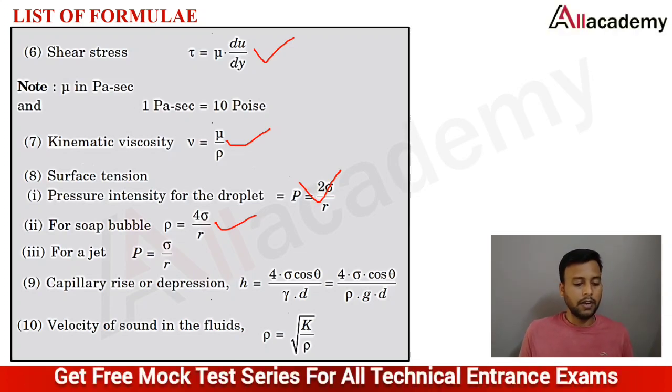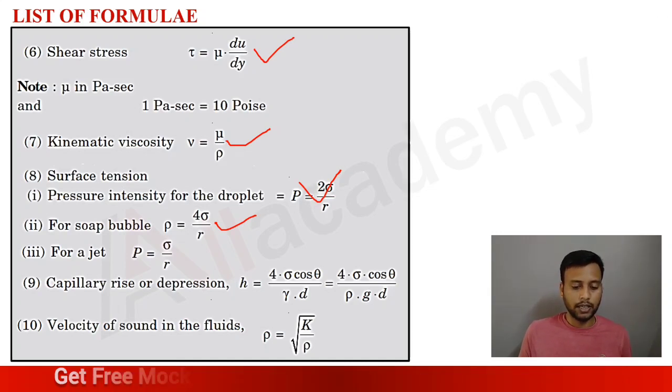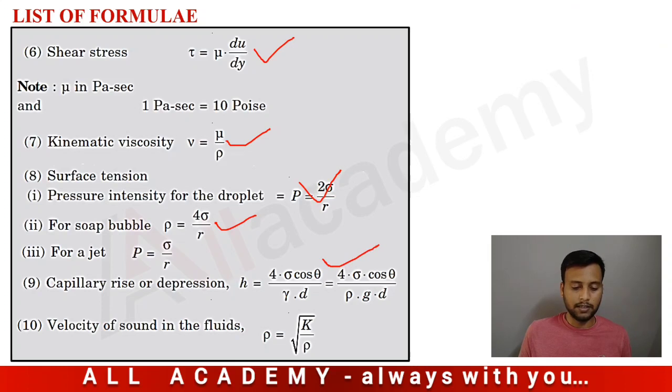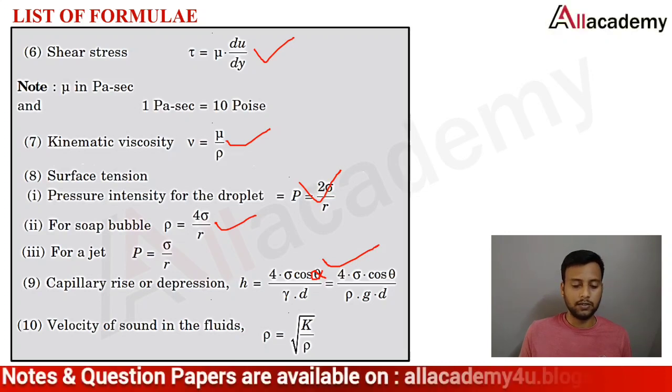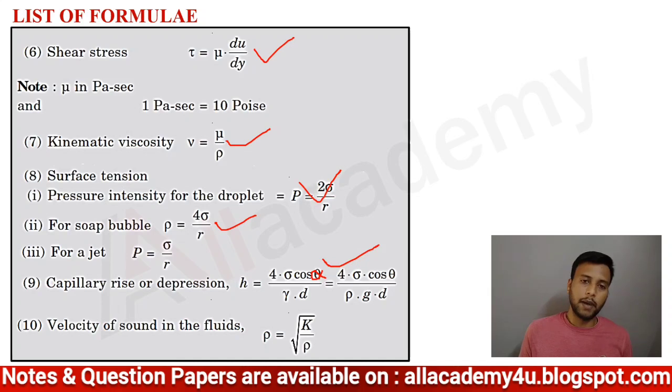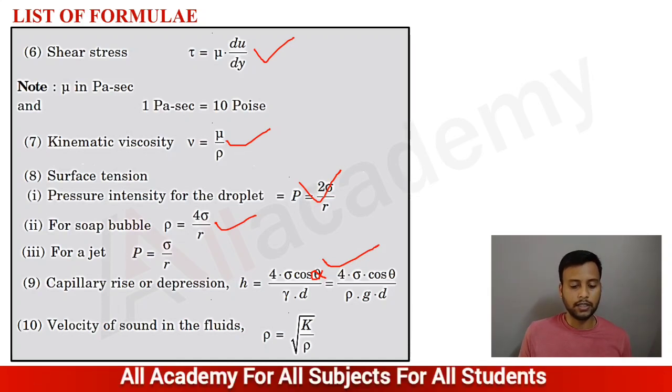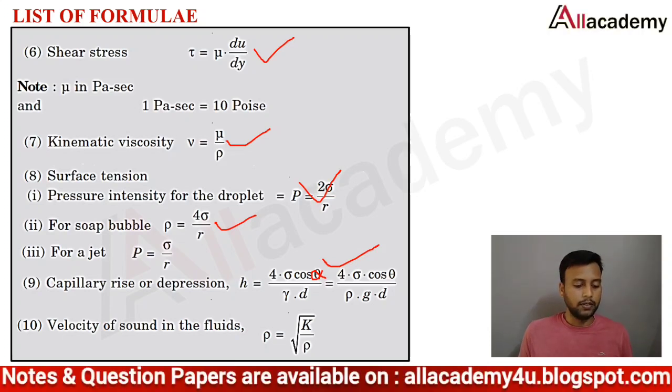Again, in today's session we discussed capillary rise and capillary fall. For that we have an equation, and as I said, in some textbooks they use alpha and in some textbooks they use theta. That is h equals 4 sigma cos theta divided by rho g d, where sigma is the surface tension, theta is the angle of contact, rho is the density of the fluid, g is the gravitational constant, and d is the diameter of the capillary tube. Similarly, the velocity of sound can be given by the root of K divided by rho.